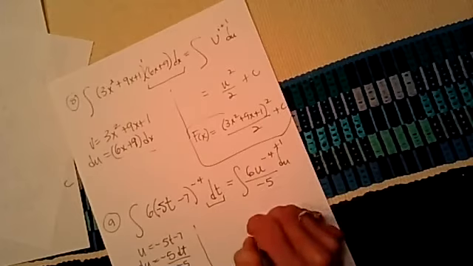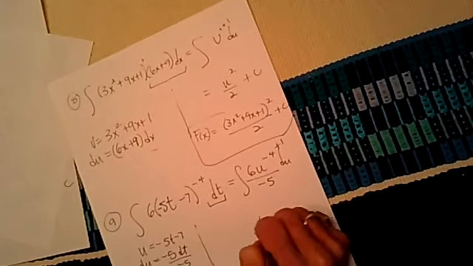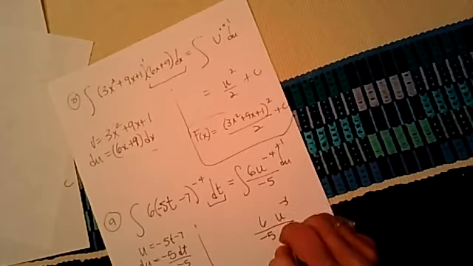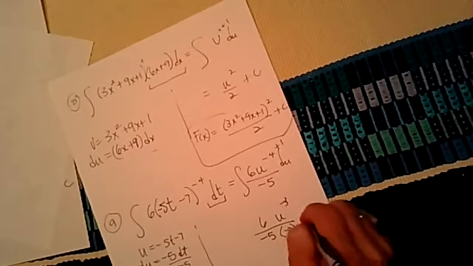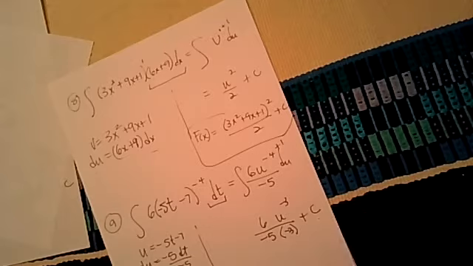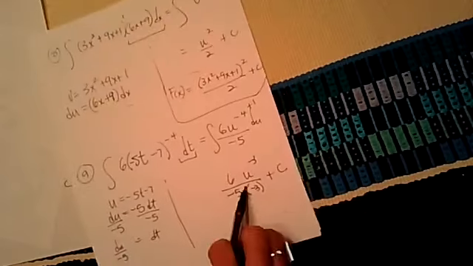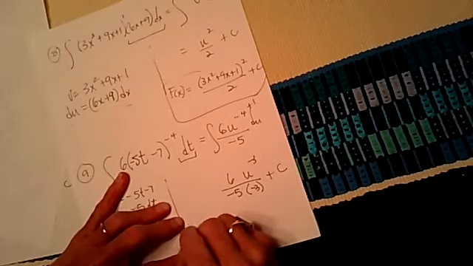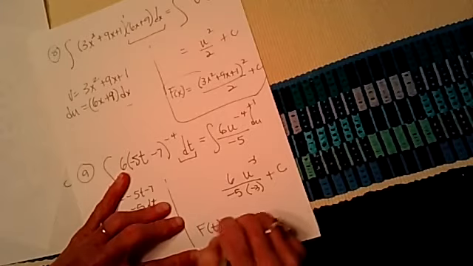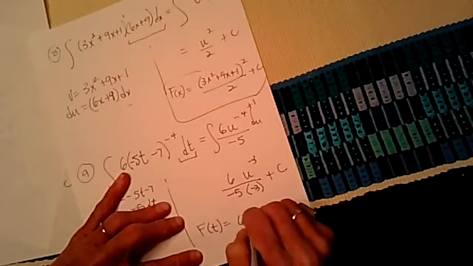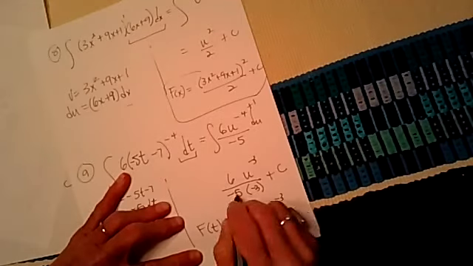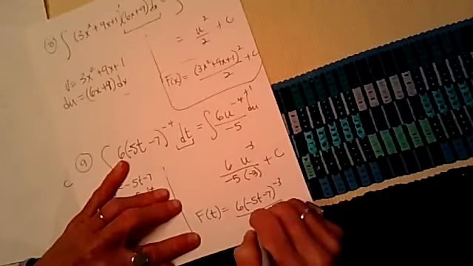When I add 1, I'm going to put my 6 and my -5. I'm going to bring them over. So u to the -3, and I divide by -3. I'm going to put that in parentheses and just be really careful because it looks like subtraction if you don't. And so when I write my answer in terms of t, it's 6 times (-5t minus 7) to the -3 over -5 times -3, which is positive 15.